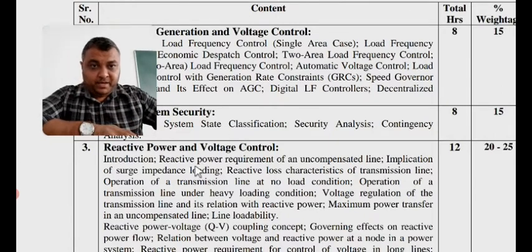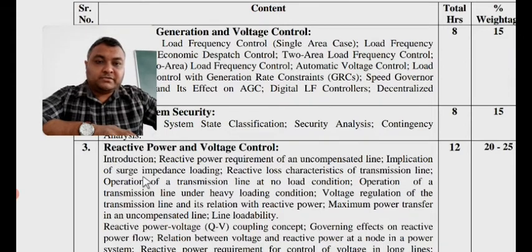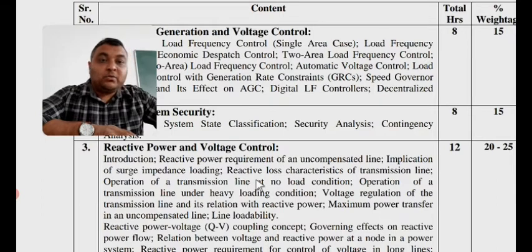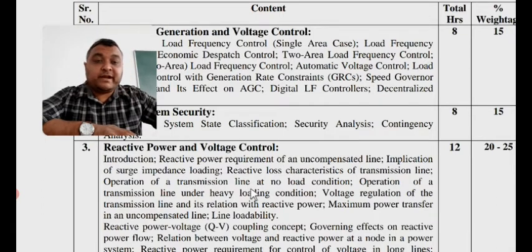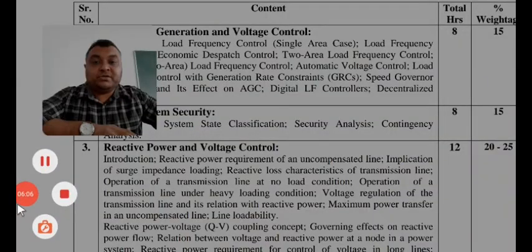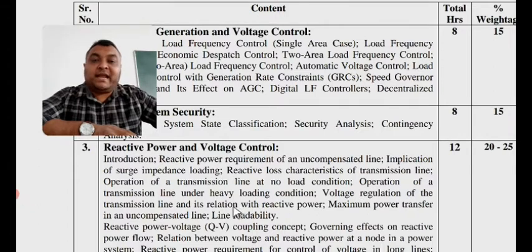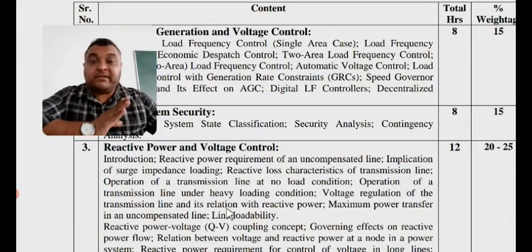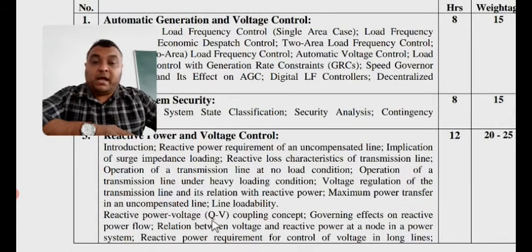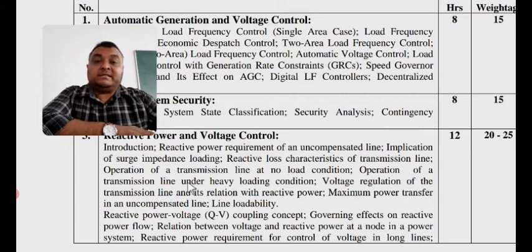Then we will see the reactive power requirement of an uncompensated line, the implication of surge impedance loading, the reactive loss characteristic of a transmission line, operation of a transmission line at no load condition, and operation of a transmission line under heavy loading condition, etc. After that we will see the voltage regulation of the transmission line, and the parameters which play a significant role in voltage regulation in a transmission line. Then we learn its relation with reactive power.